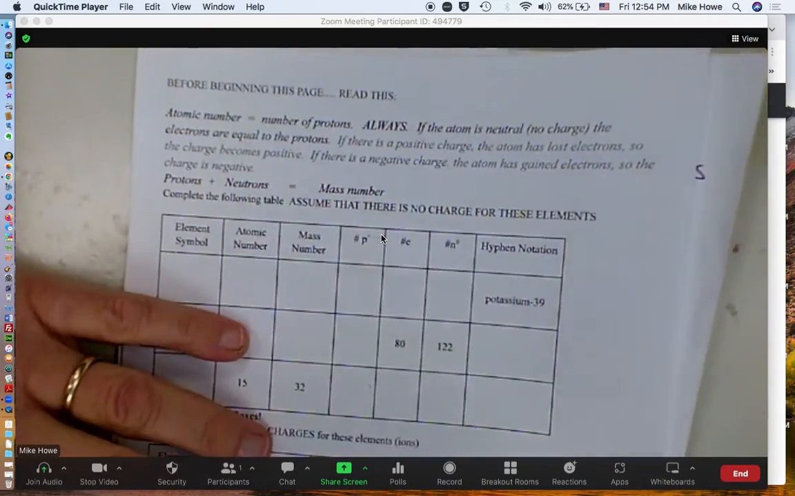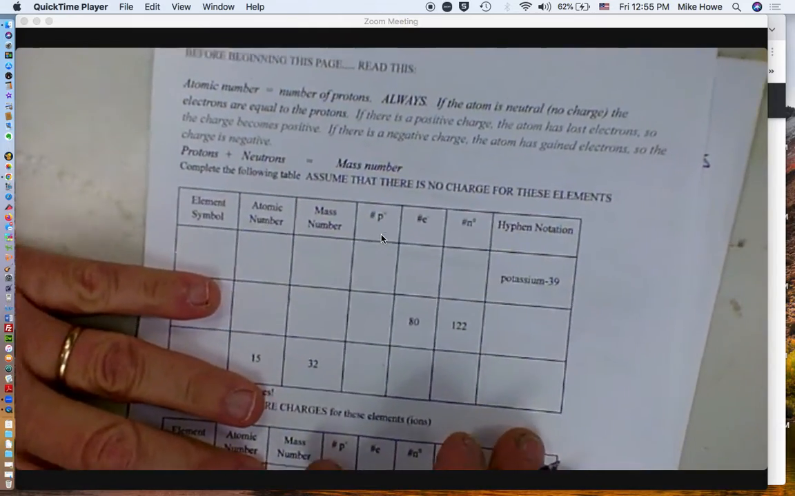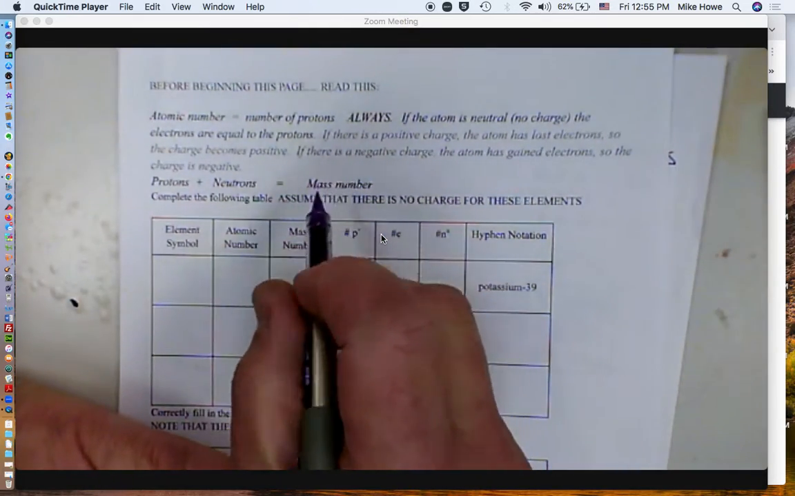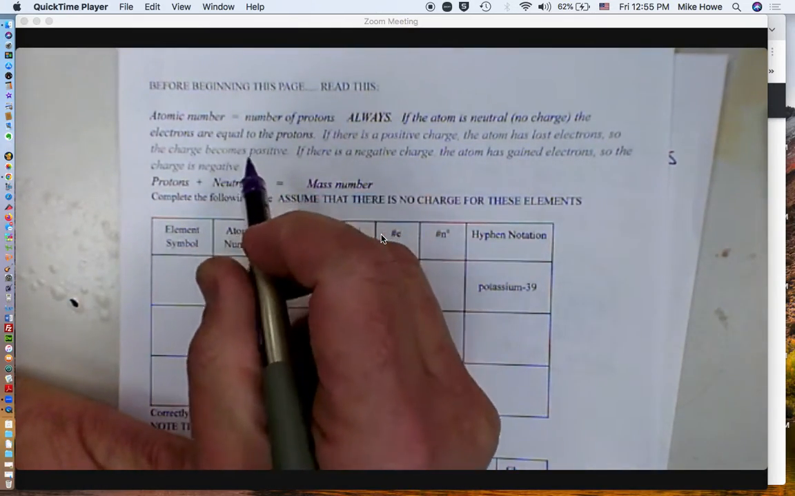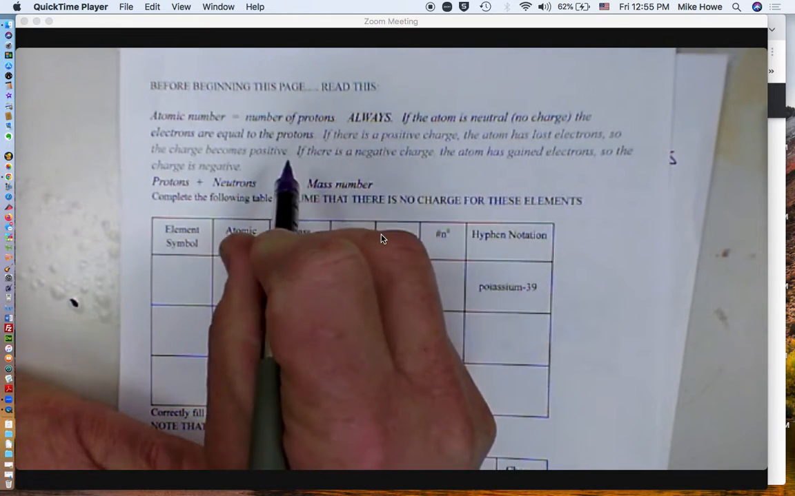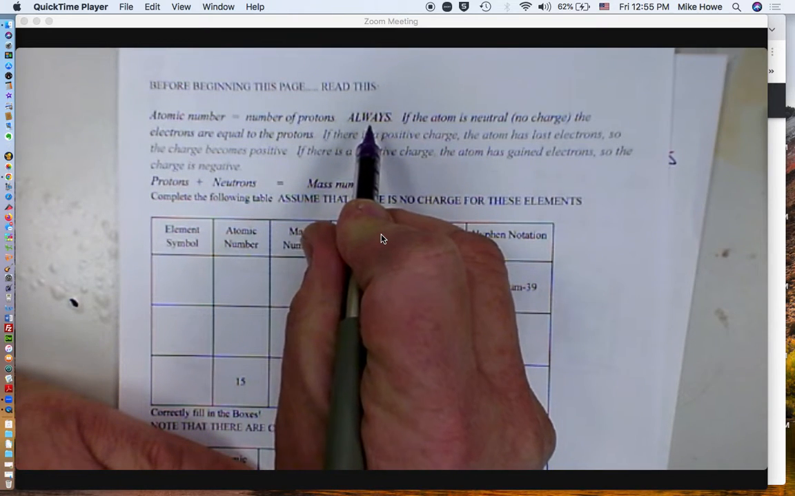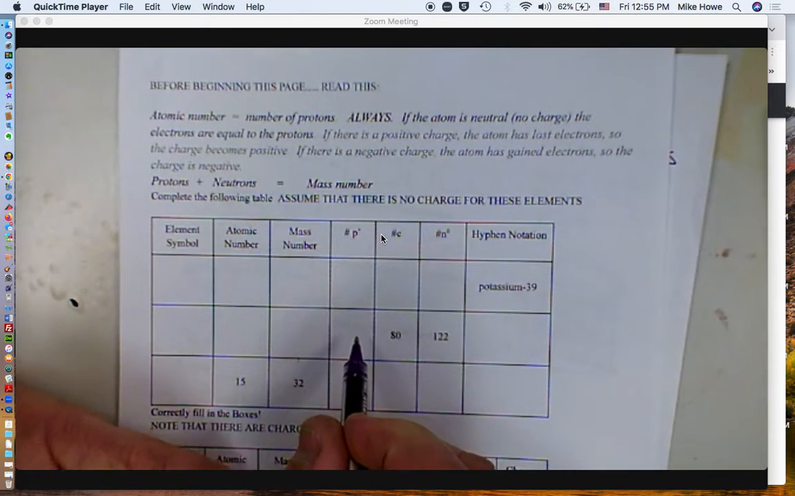So this is part 3 of the test. In part 3 we had to fill out this grid, and I wanted you to read the material at the top first, which really, all of the answers that you need are up here at the top, but you have to interpret the reading. So the atomic number is always equal to the number of protons. That's always. So let's see if we can apply that real quick.